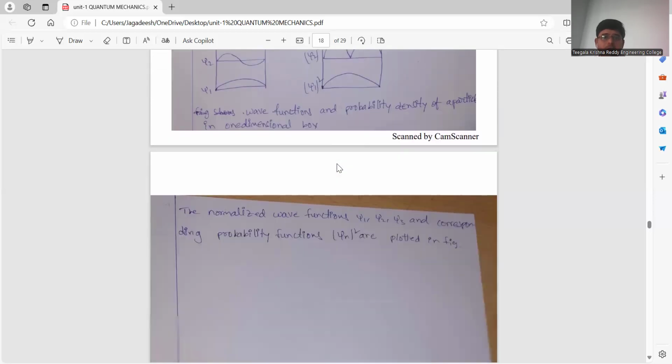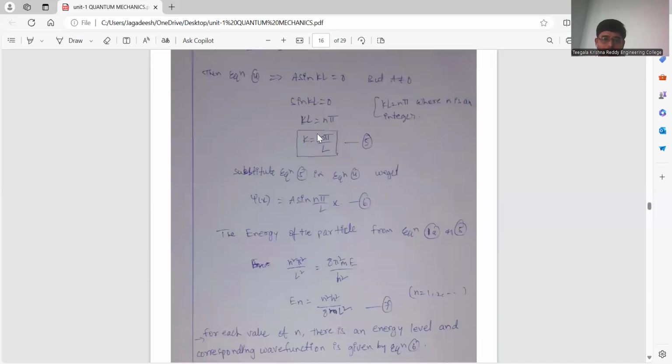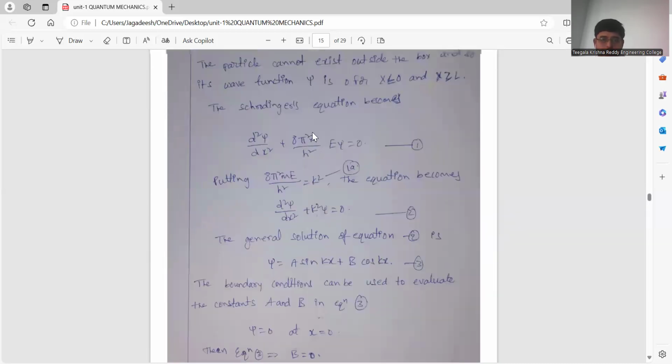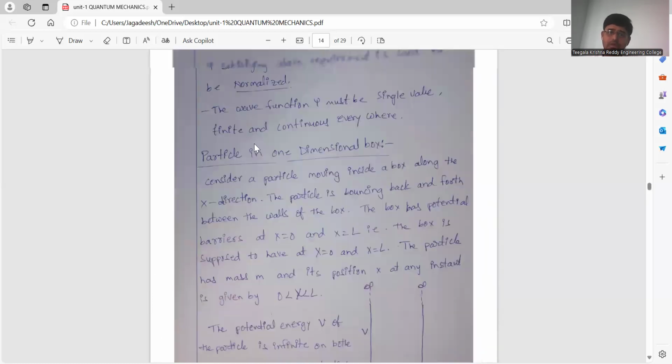This is the application of the Schrodinger wave equation to the particle in a one-dimensional box. First was the Schrodinger time independent wave equation, then the physical significance of the wave function, then Born interpretation, and afterward the application of the Schrodinger time independent wave equation to a particle in a one-dimensional box. These are today's topics. Okay, thank you.